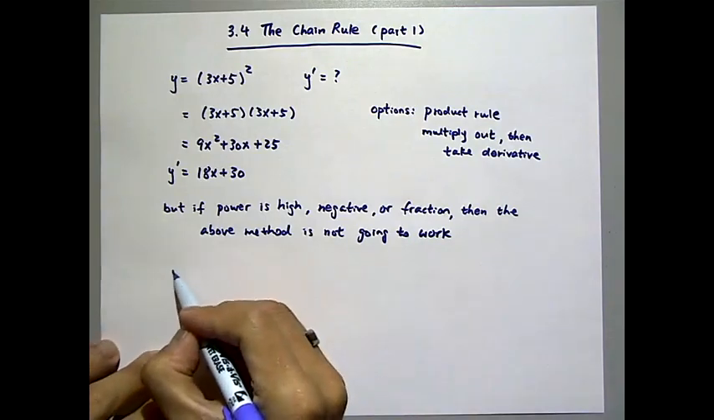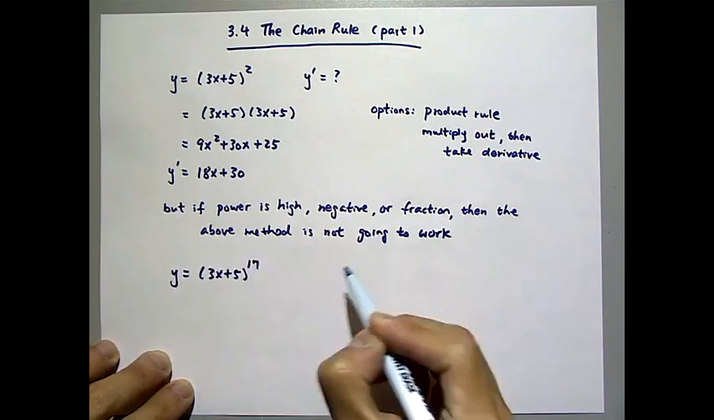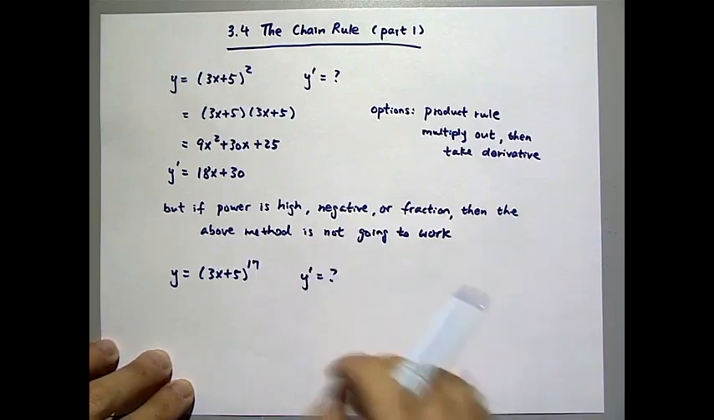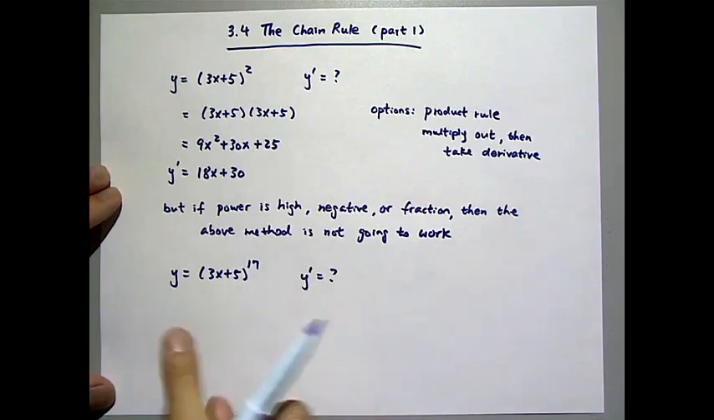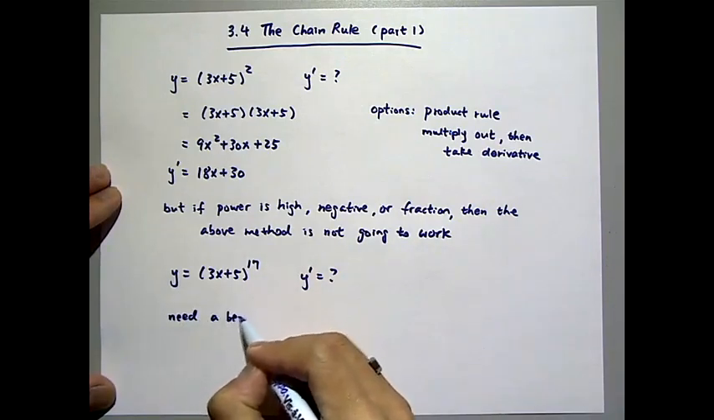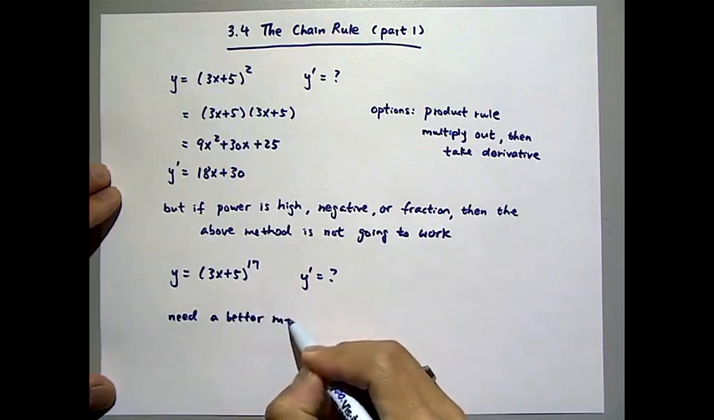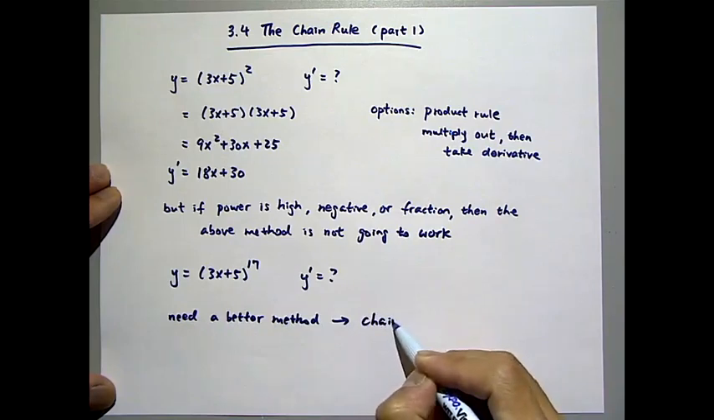For instance, if we're looking for y is equal to 3x plus 5 to the 17th, and we're asking for a derivative of this thing, you could write this thing out 17 times and multiply it out 17 times. It's doable, but it takes a lot of time. Obviously, it's not going to be a very practical way to do things, right? So we've got to look for a different method. And that's where the chain rule comes in.